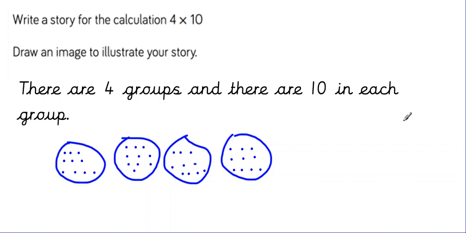Let's just make sure we've answered the question fully because we haven't actually calculated anything. Write a story for the calculation 4 times 10, which we've done. There are 4 groups and there are 10 in each group. Draw an image to illustrate your story, which we've done here. If you wanted to, you could be a bit more ambitious with your drawing and you could actually draw, I don't know, 4 groups with 10 butterflies in it or something like that. You don't have to do dots like I have. I just find that's the easiest way and the clearest way.